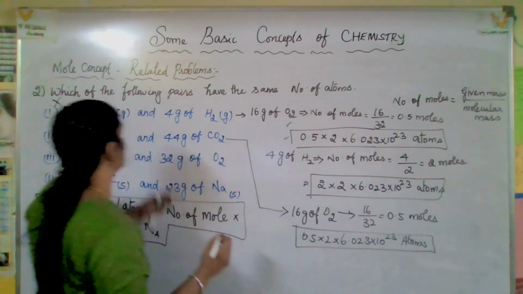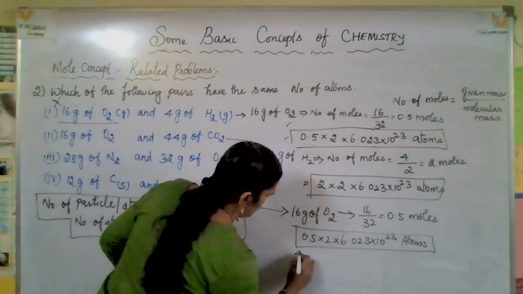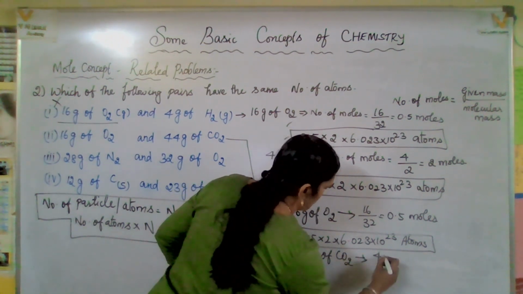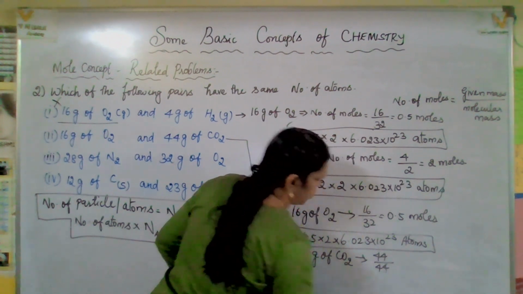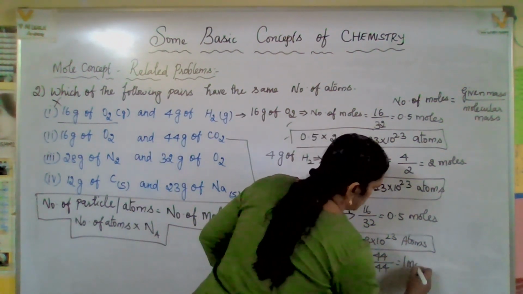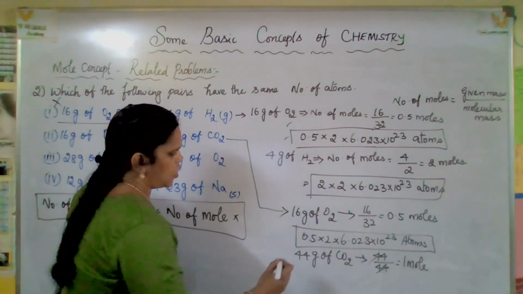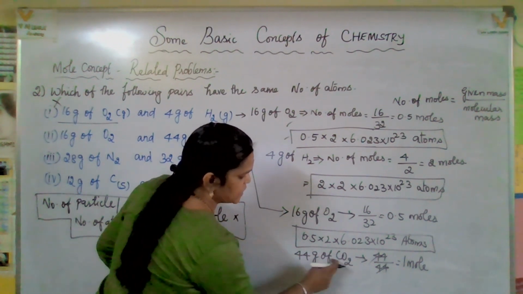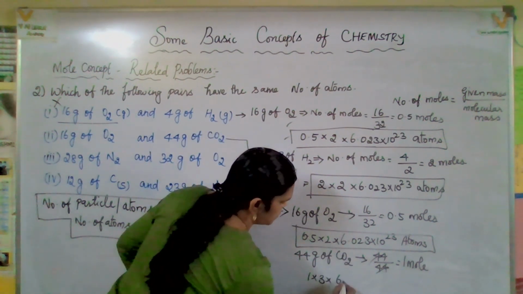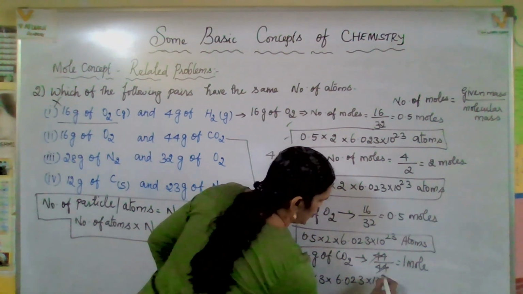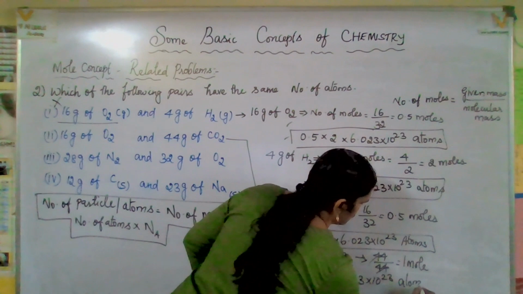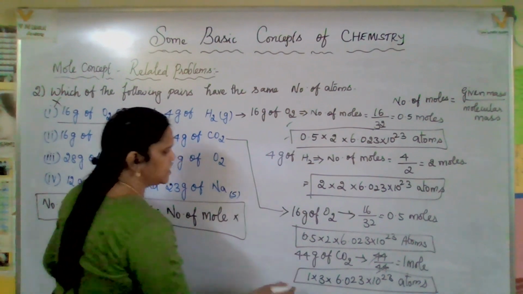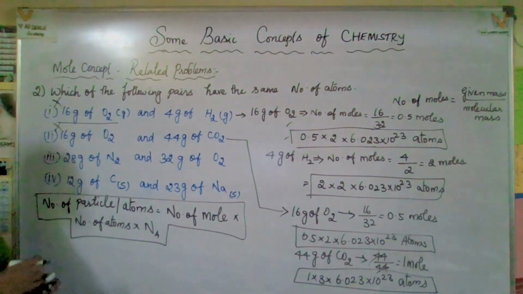Then the second pair, 44 grams of carbon dioxide. Here given mass is 44, and carbon dioxide's molecular mass is also 44. So it's 1 mole. Right? So here 1 into number of moles, 1 into atoms, how many? Carbon dioxide has 2 plus 1, 3, into 6.023 into 10 to the power of 23 atoms. I hope you got an idea. Do you think both are the same? No, this also is not the same pair.